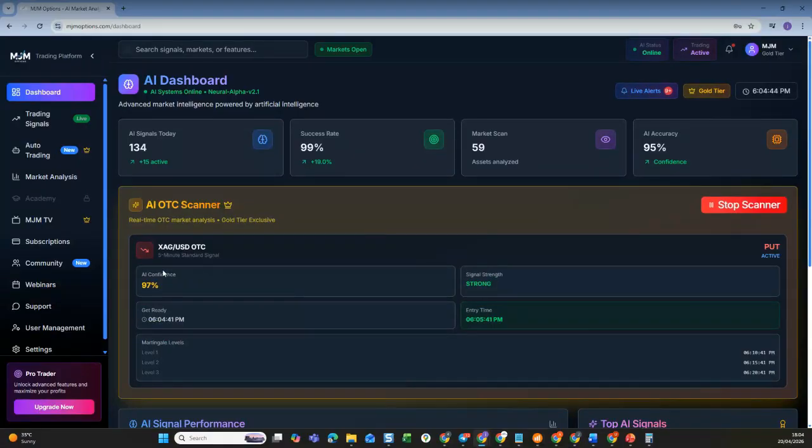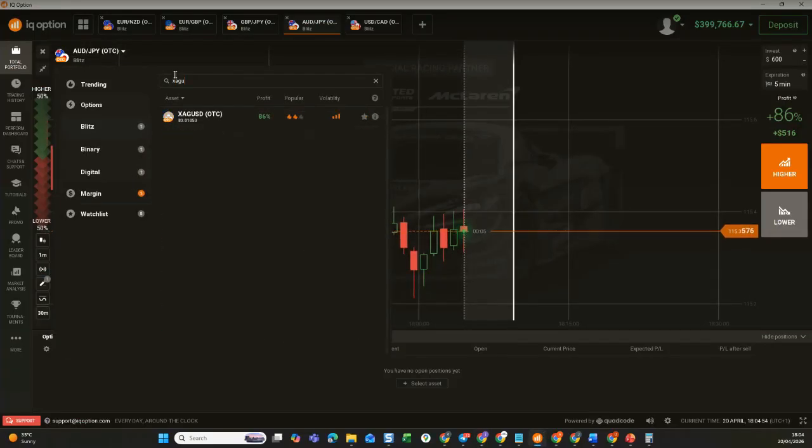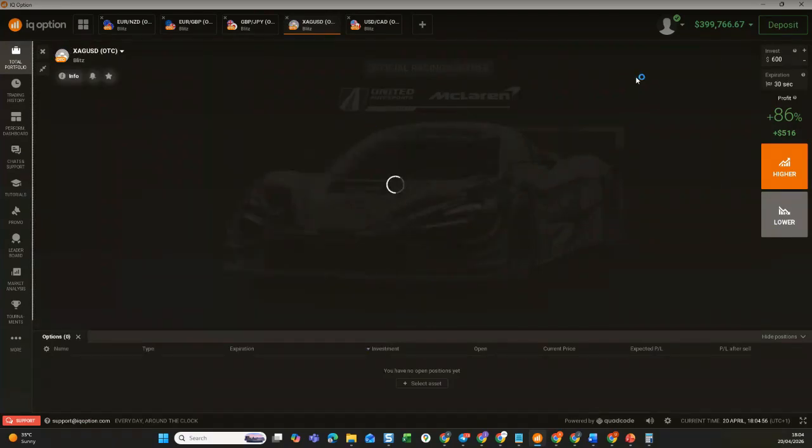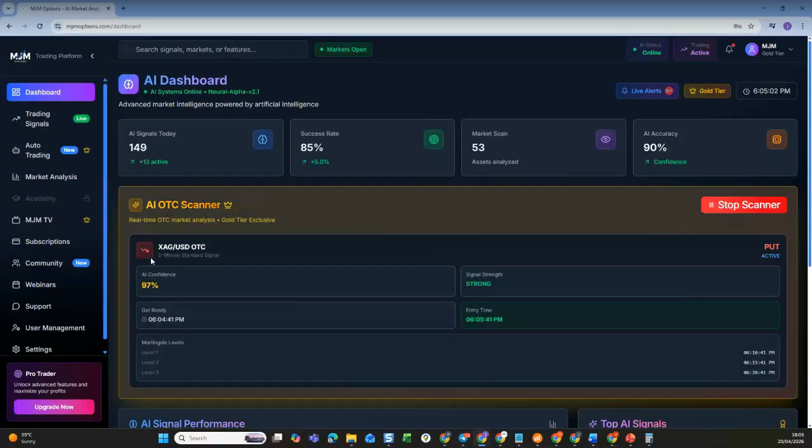So what pair is this? This is a silver XAGUSD. So that's silver. So we come to silver, we do XAGUSD silver. Now, what do we do next? The next thing we check for is the 5 minutes standard signal. The moment we have 5 minutes standard signal, we know what to do. We are trading it for 5 minutes.